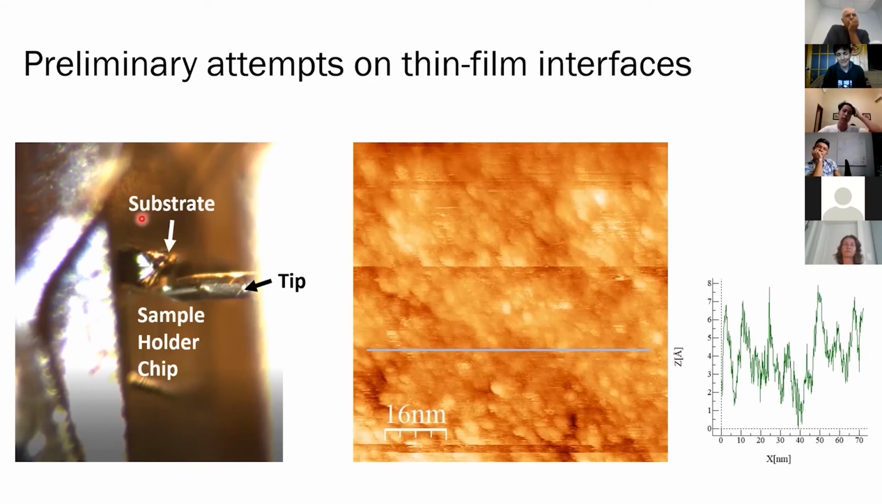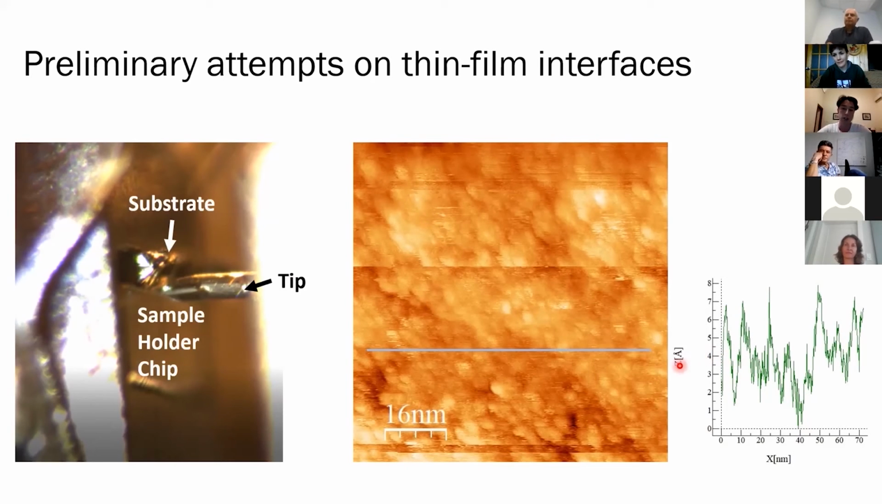So here you can see a picture of the setup with the tip scanning very close to the interface, substrate here, and the sample holder chip below it. And then the thin film is just on this side. And we can see that this is just a scan of the germanium close to the edge, and it looks quite similar to our previous zoomed in image of a surface reconstruction.